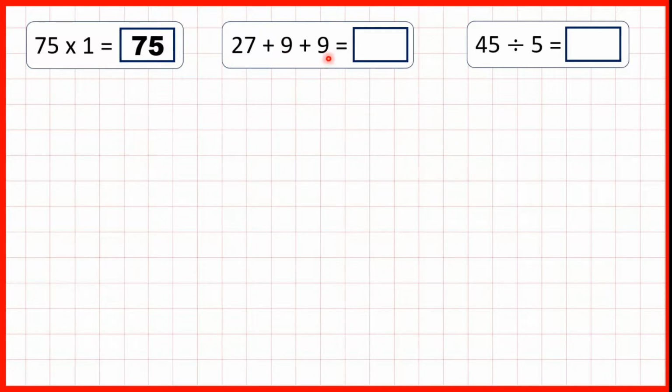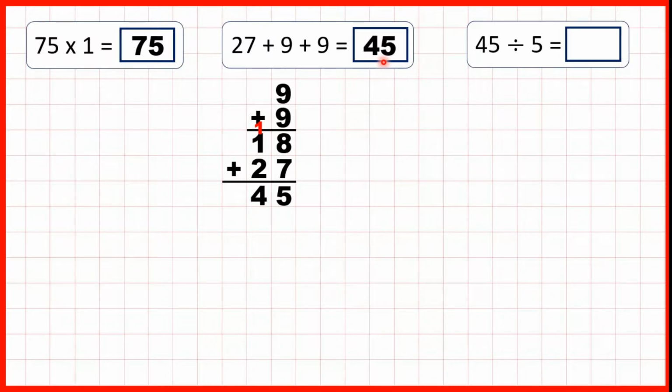27 plus 9 plus 9. So we need to add these three numbers together. And remember, with addition, order doesn't matter. So we could start by adding the two smaller numbers together, and 9 plus 9 is 18, and then we can add the larger number. 8 plus 7 is 15, so 1, 5. 1 plus 1 plus 2 is 4, so our answer is 45.